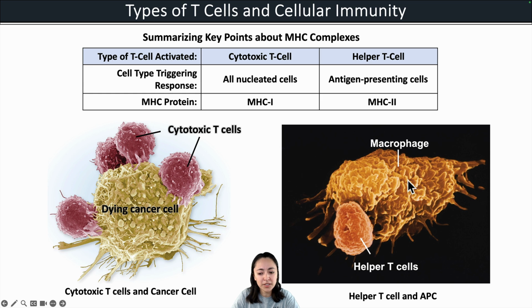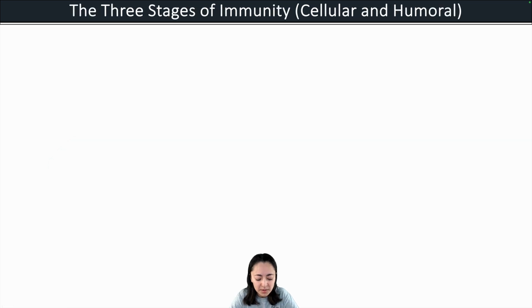Here this helper T cell is investigating some of the MHC2 proteins on the surface of this macrophage. There are 3 different things that happen after our body is exposed to a pathogen. These stages are very similar in cellular and humoral immunity. So let me list out the 3 R's.